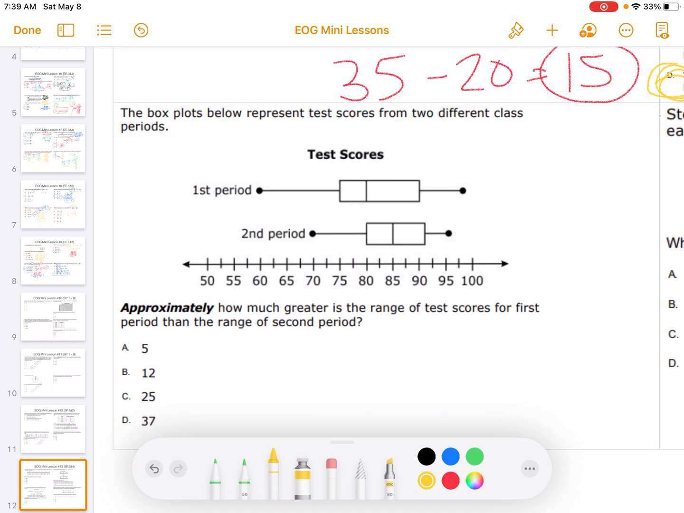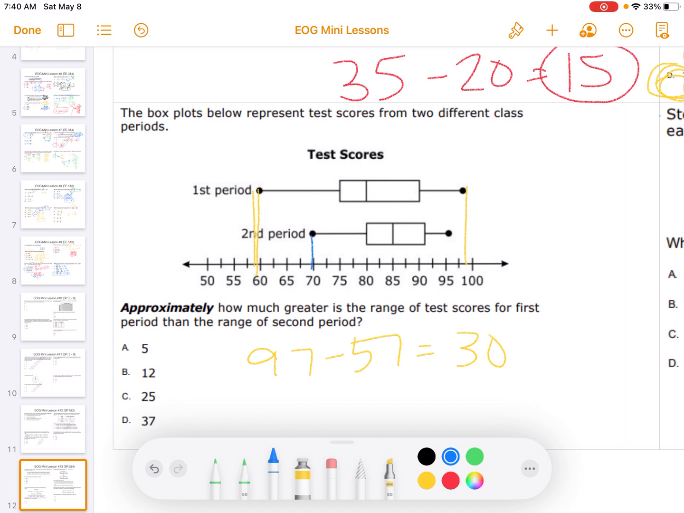All right, they want to know how much greater is the range in test scores for the first period than the range in test scores for the second period. So that's about, what, 97-ish, minus like 57. So I get 30.